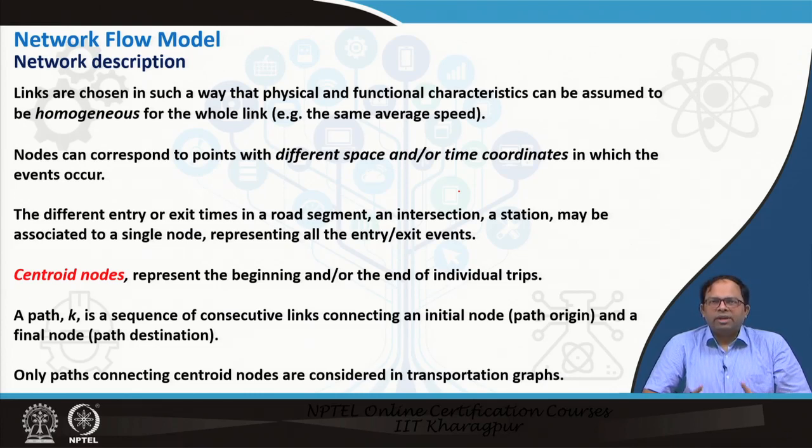Nodes can correspond to points with different space and or time coordinates in which events occur, so that we can understand. That means different locations, and their attributes may also change at different times. The direct entry or exit times in a road segment, an intersection, or a station may be associated to a single node representing all the entry and exit events. This could be at a road segment, at an intersection, or at a particular station, which could be a transit station as well.